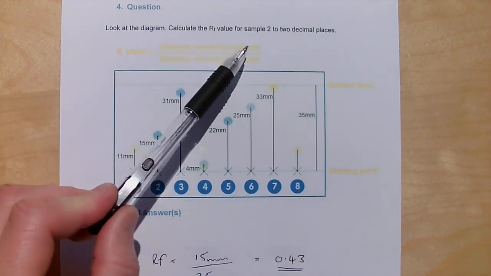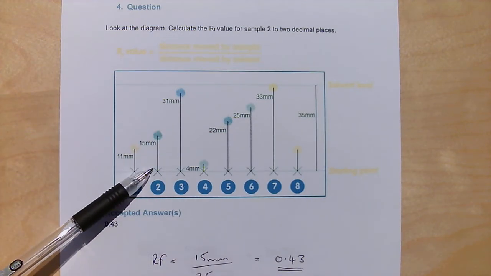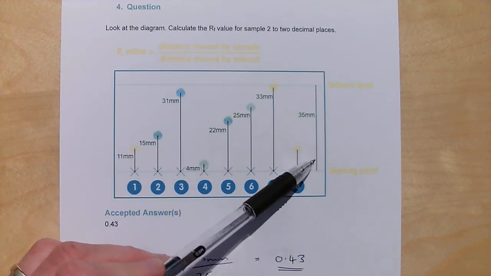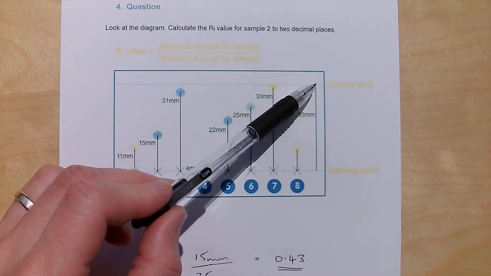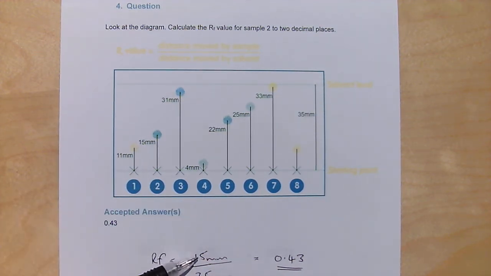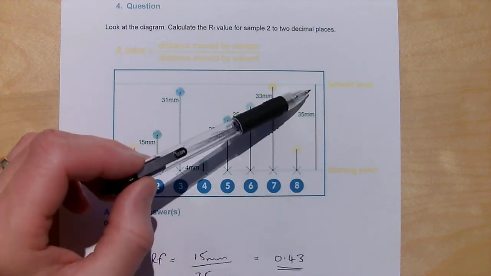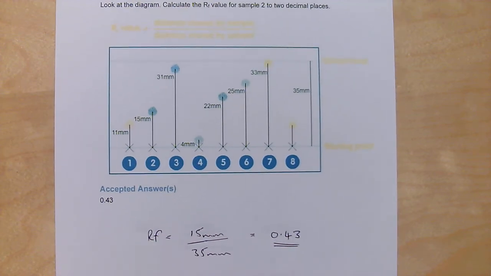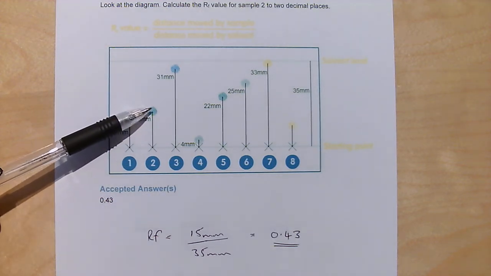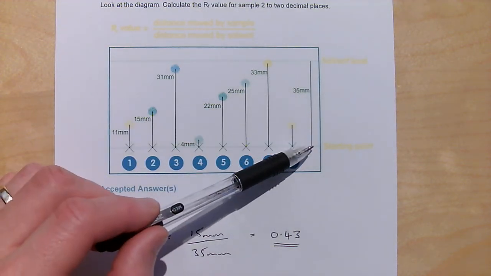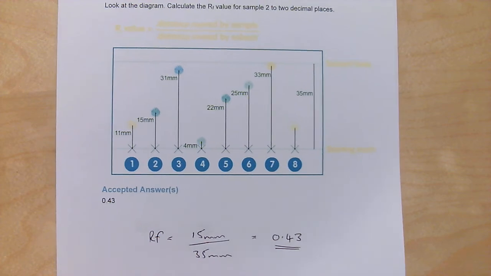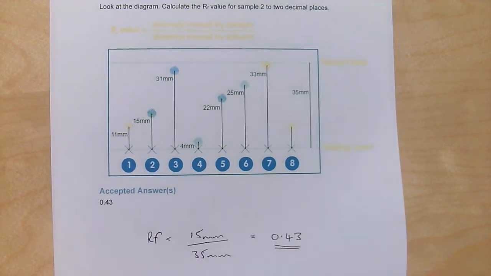So I'm trying to find out an RF value for sample 2. Sample 2, the distance moved by the sample was 15 millimeters. The distance moved by the solvent was 35 millimeters. So the RF value is 15 divided by 35, which comes out at 0.43, and that's the correct answer. Okay, so 15 over 35 equals 0.43. That's my 15 millimeters, because that's the distance travelled by the sample, and the distance travelled by the solvent was 35 millimeters. So 15 divided by 35 is 0.43 to 2 decimal places.